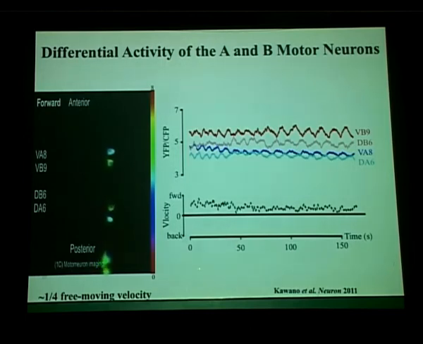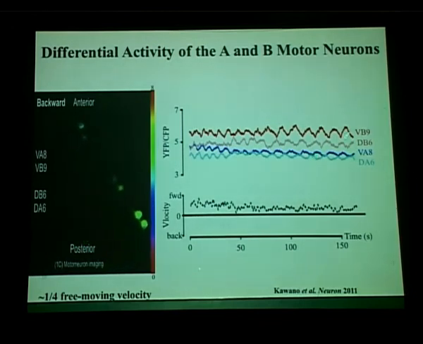As you can see, this animal is continuously generating forward movement at quite a constant speed. And you see all 4 classes of motor neurons, including the ventral and dorsal driving B-class motor neurons and the ventral and dorsal driving A-class motor neurons, showing quite an organized activity pattern, but the bottom line is all 4 neurons are active.